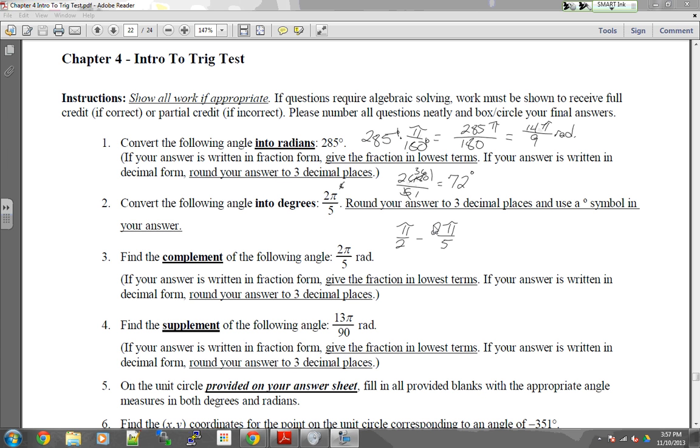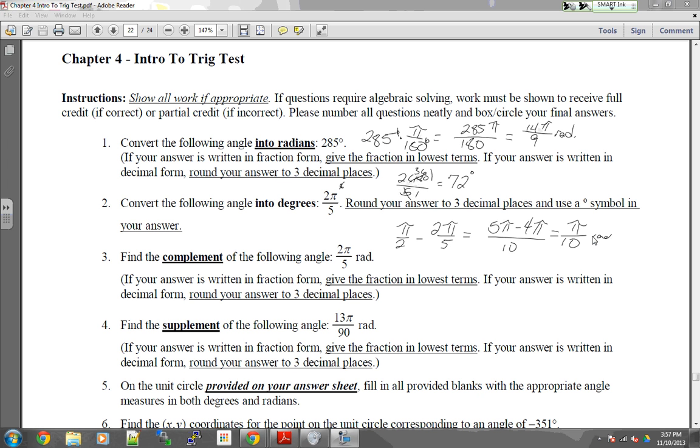We've got to get a common denominator, and that's going to be 10. So we had to multiply this by 5, so the pi becomes 5 pi. Had to multiply this by 2, so the 2 pi becomes 4 pi. And then 5 pi minus 4 pi is just pi over 10. Alright, pi over 10 radians. And that's your answer.